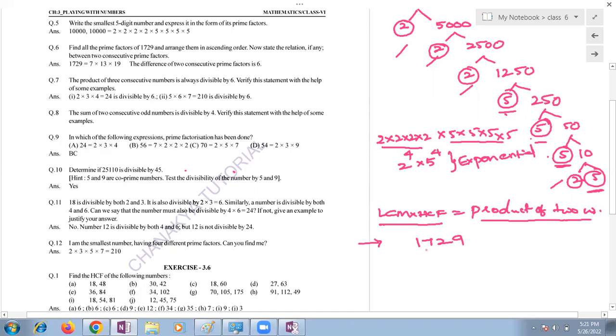That's why I'm telling, it's a very special number, children. The great mathematician Ramanujan, the great mathematician Ramanujan. I think this is the only 4-digit number that is divisible by 7.